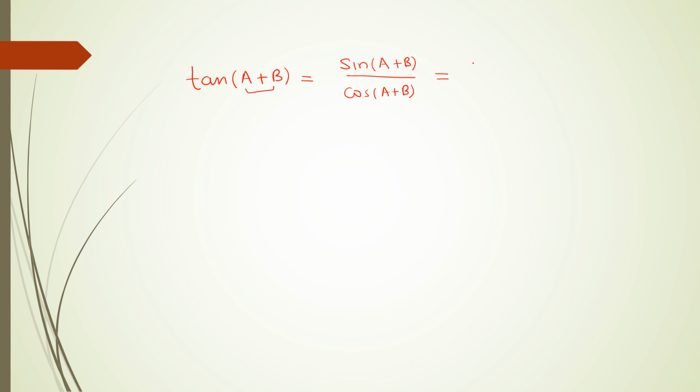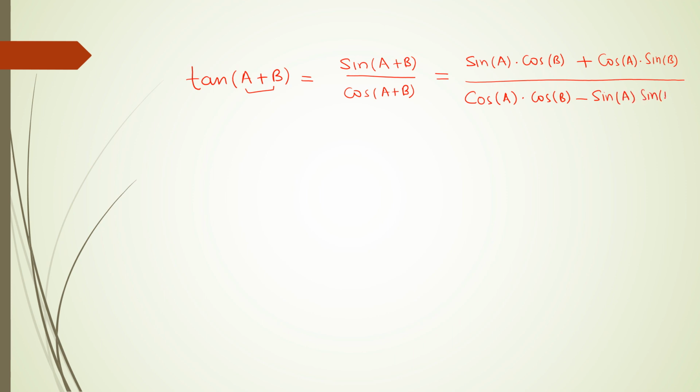Now, what is sine of A plus B? Sine of A plus B is sine A into cos B plus cos A into sine B, divided by, what is cos of A plus B? We have written already this formula: cos A into cos B minus sine A into sine B. Okay, so what can we do here so that it becomes some identity?